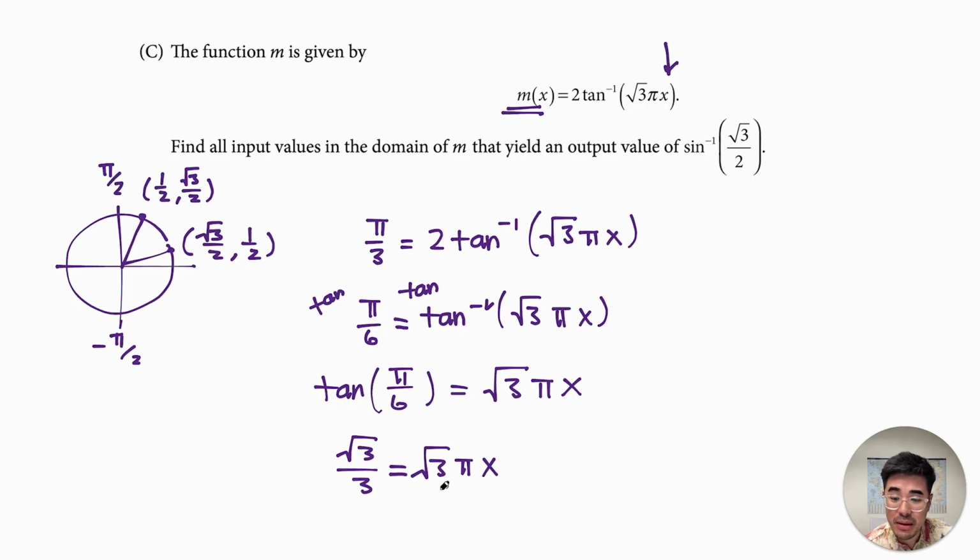And so I'm going to divide both sides by root 3 pi, which would be the same as multiplying both sides by 1 over root 3 pi. This cancels out over here. This cancels out. So then I get x is equal to 1 over 3 pi.